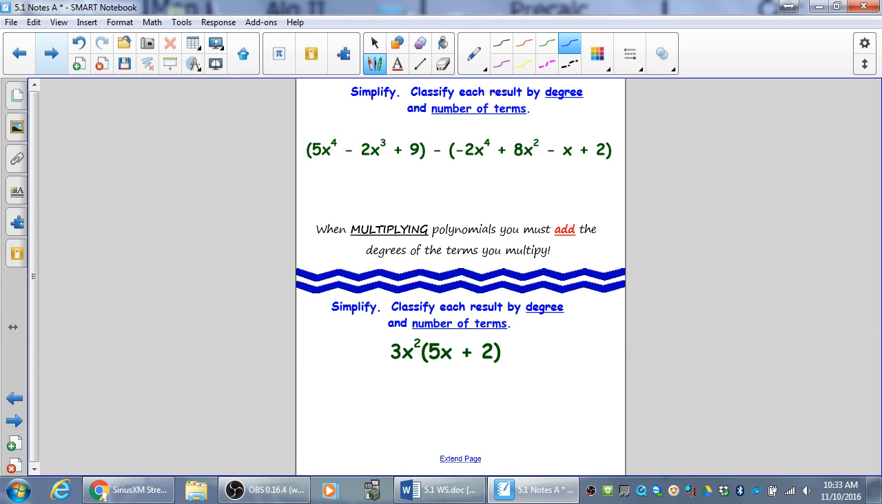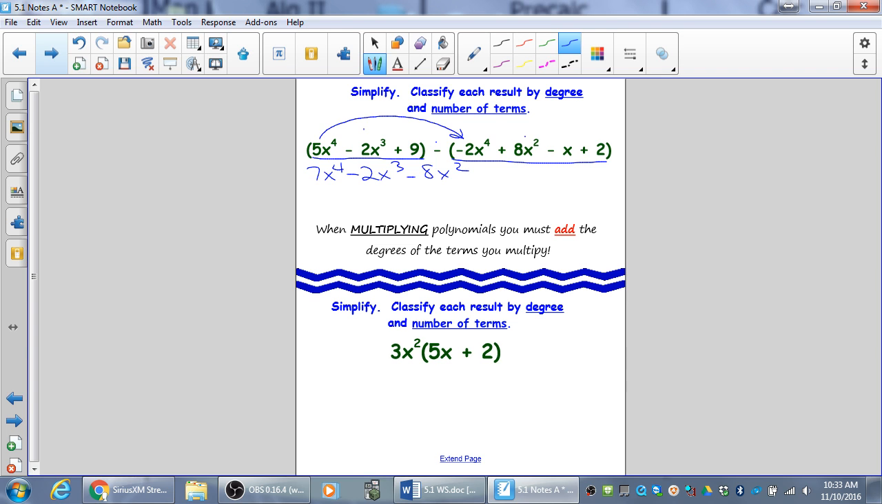Classify each result by degree and number of terms. 5 minus negative 2. That's 7. Now you got to be careful here because do you see an x squared in the first one? There's no x squared in the first parentheses. That's like having a 0 there. There is a 0x squared in here. So 0 minus 8 is negative. Oh, I need to do the x to the 3rd first. How about minus 2x to the 3rd? And I don't see an x to the 3rd over here at all. Well, now I don't see an x squared in here, so that's 0 minus 8 is negative 8x squared.